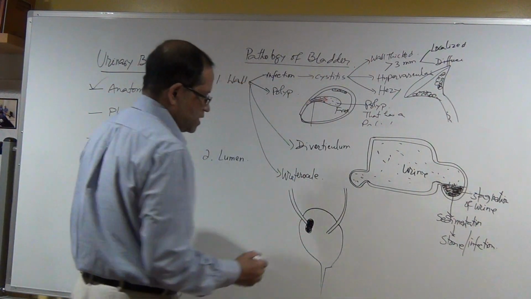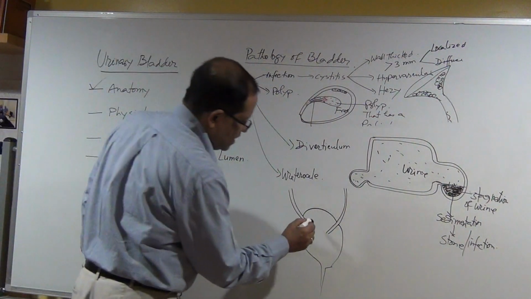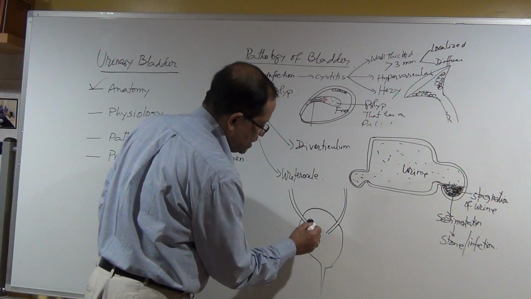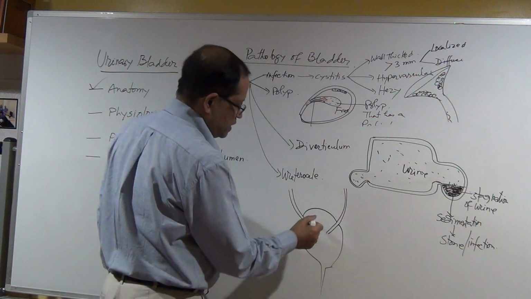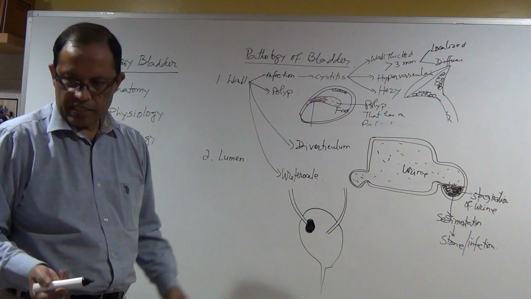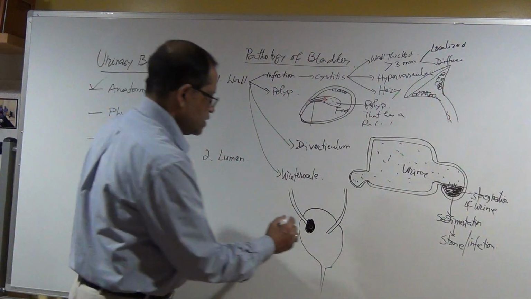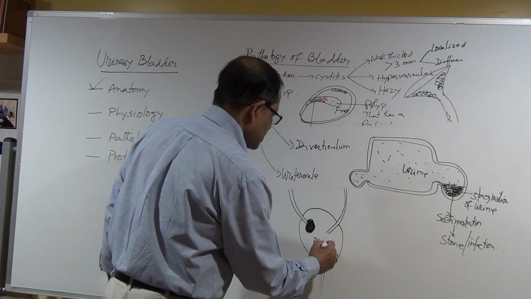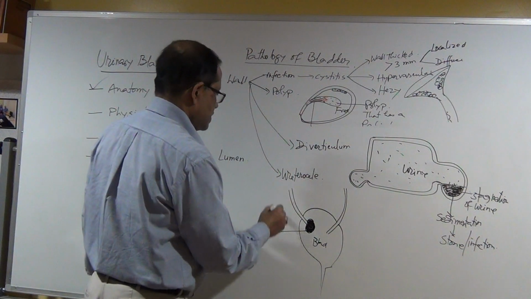It looks like a cyst within the bladder. That means a cyst within the cyst. Cyst means a big cyst is the bladder. So this is the bladder and this is the ureterocele.